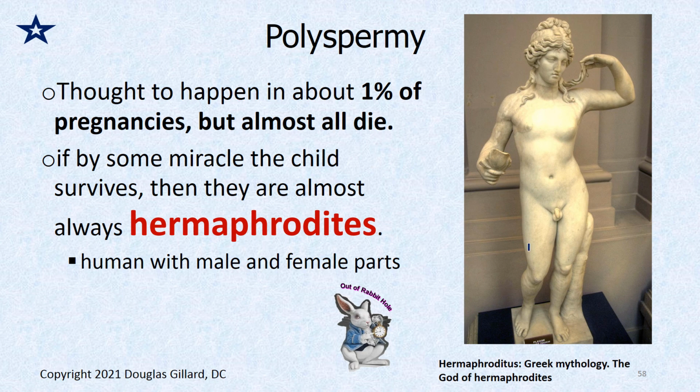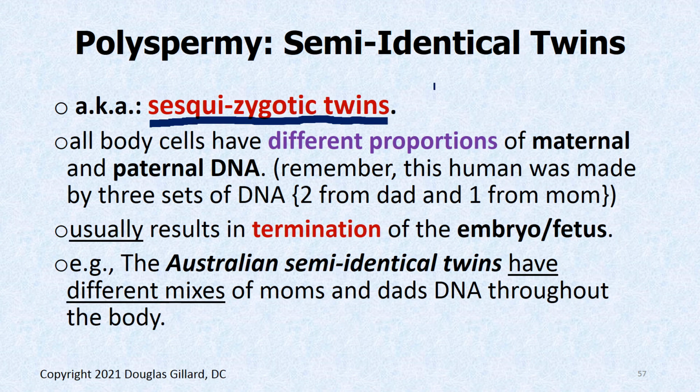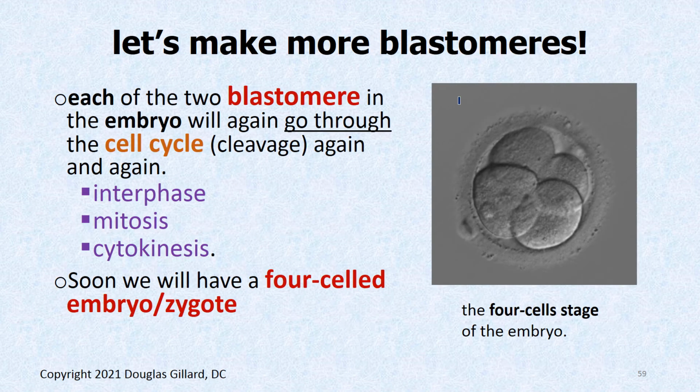So there's Hermaphrodites, the Greek god of, I don't know what she is, the Greek god of whatever. But she was half she and half he. Has a penis, yet looks like a female, has one breast and doesn't have another breast. So that's because of different mixes. All the body cells have different mixes, so you get the sexual development very, very strange. So hermaphrodites come from semi-identical twins, which is so, so incredibly rare. All right, let's finish up this lecture here.